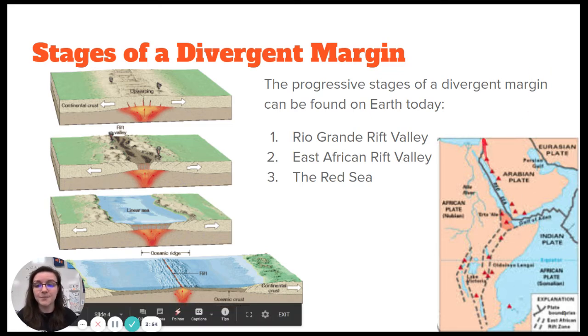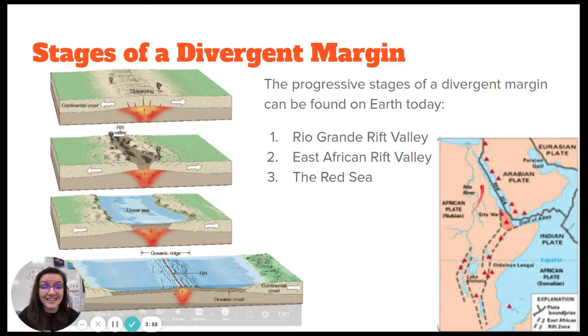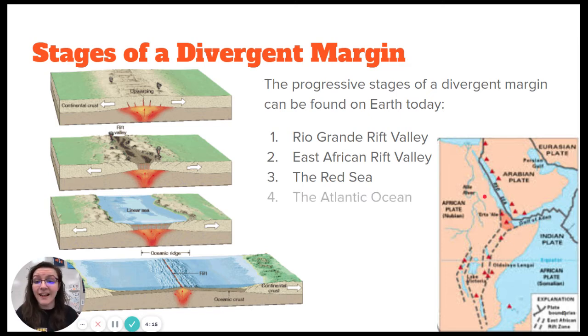That's stage 3. So the Arabian plate here was once connected, was a part of the African plate, but again, a weak spot started to spread apart. And so this along the Red Sea is a divergent boundary where water has filled in the Rift Valley and is slowly expanding. And then the Atlantic Ocean is kind of stage 4.